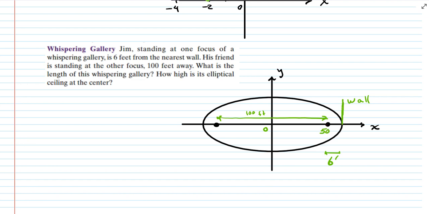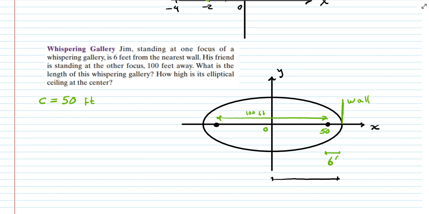And remember, that's going to be our C, isn't it? C is the distance from center to a focus or a focal point. That's going to be 50 feet away. So we got the C going on here. And then because we have C, I can also use the information that's given to find the distance from center to a vertex. The wall would actually act as a vertex.